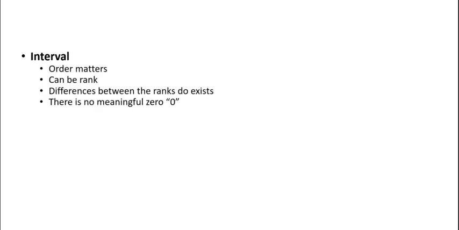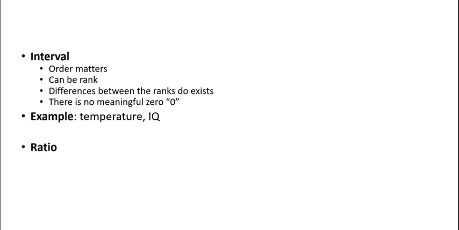The third one is interval scale data. With this data, the order matters, and the precise differences between units of measure do exist. So you can measure the differences, however, there is no meaningful zero. For example, temperatures and IQs.